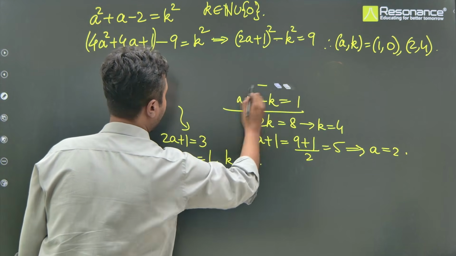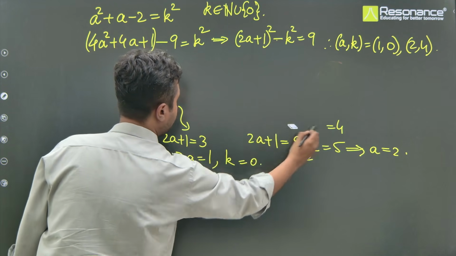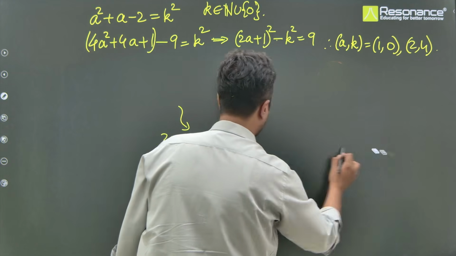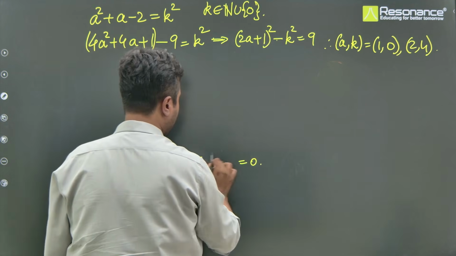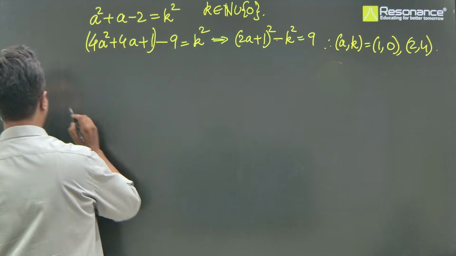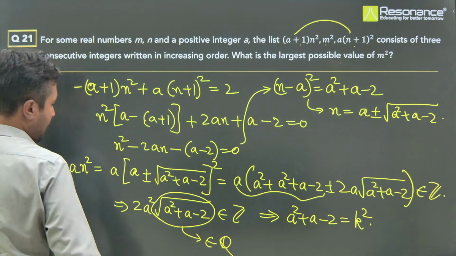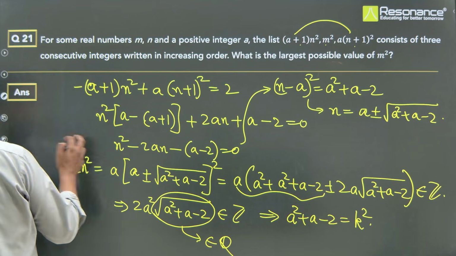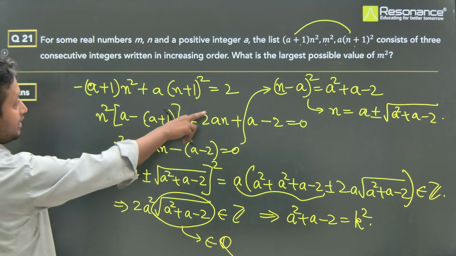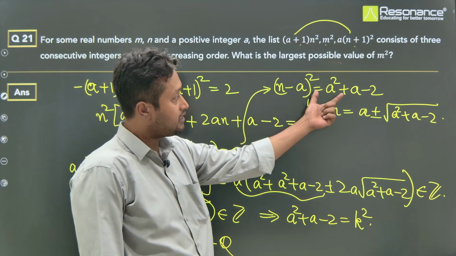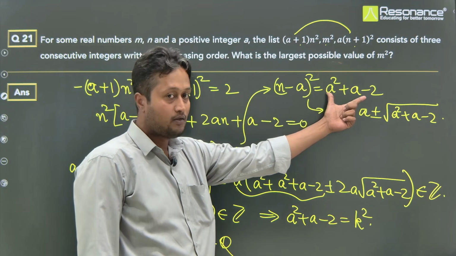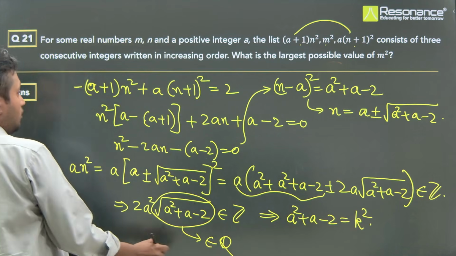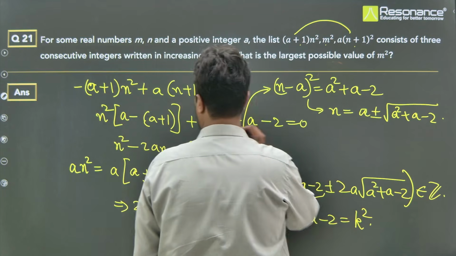Okay, but what do we really want? We want the value of m squared. So first we'll have to work out the value of n. Now n satisfies a quadratic that also involves a. So let's just check that quadratic. We have that quadratic over here. n minus a whole square is equal to a square plus a minus 2, which by the way is k square.